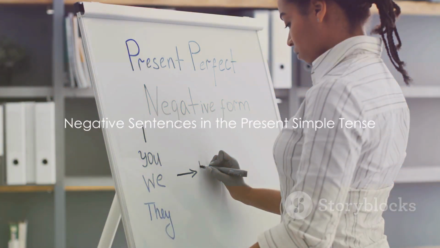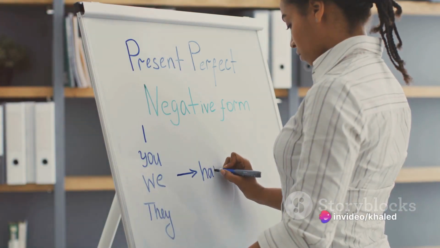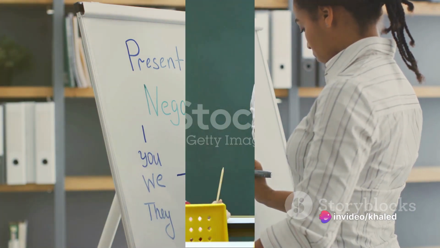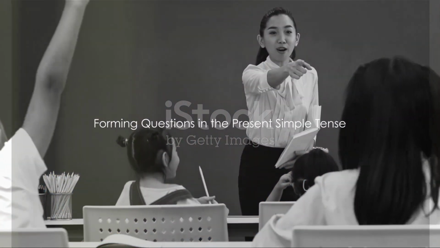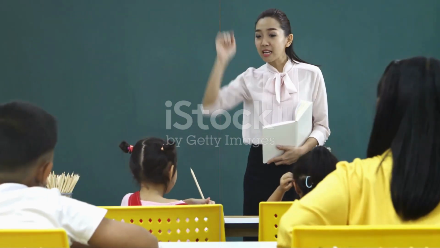To create negative sentences in the present simple tense, we use "do not" or "does not" before the verb. "I do not like broccoli," or "She does not live in London." When forming questions, we switch the order of the subject and the verb. "Do you live in London?" Or "Does she live in London?"